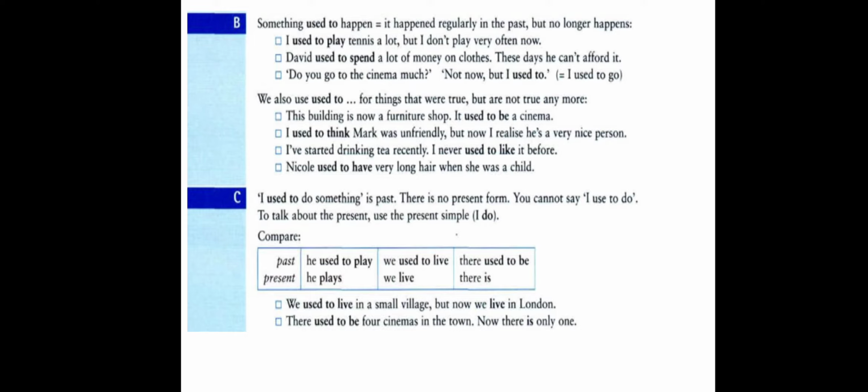Nicole used to have very long hair when she was a child. Here in this sentence we understand that Nicole now has short hair. So that state is finished. So we can use used to plus the verb. So the verb is have or had, and when it is used after used to, we put it in the base form, so it becomes used to have. So we can say Nicole used to have very long hair when she was a child.